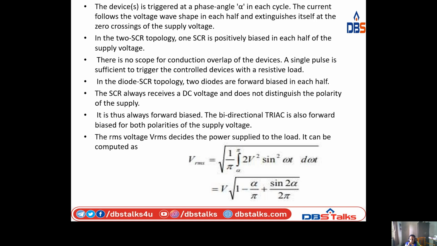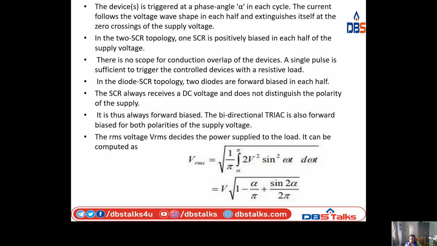Here in the diode SCR topology, two diodes are forward biased in each half, and the SCR always receives DC voltage and does not distinguish the polarity of supply. So it is always in forward bias, and the bidirectional triac is also forward biased for both polarities of supply voltage. So here the RMS voltage decides the power supplied to the load.